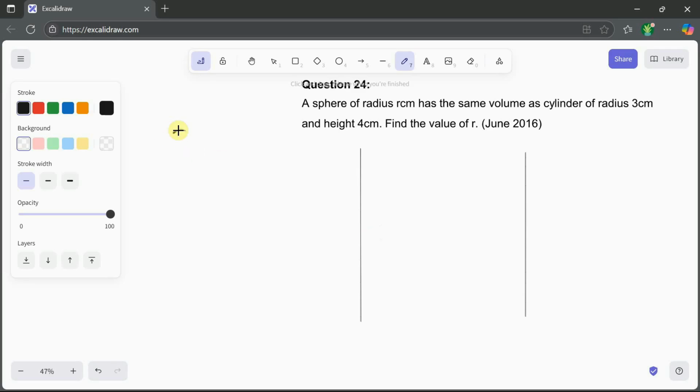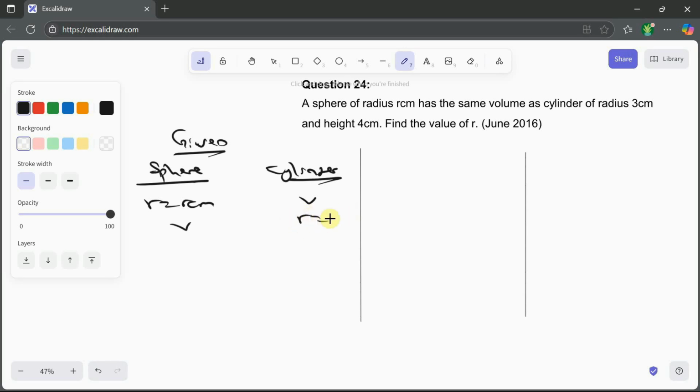So what are we given? We are given a sphere, and we are given a cylinder. For the sphere, the radius is r centimeter, and it says it has the same volume. So the volume here is the volume here. The radius of this one is 3 centimeter, and the height is 4 centimeter. So we want to find the value of r.